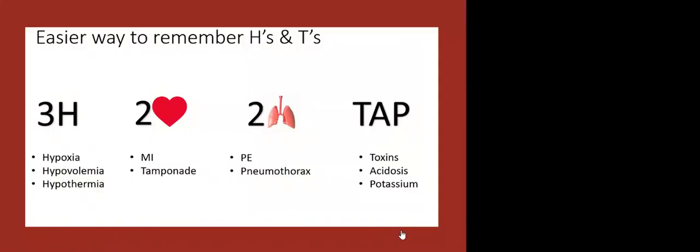Personally, I have a hard time remembering the H's and T's in the way that they're laid out in that framework. So this is something that was shared by a colleague of mine that helps me remember them better. All I remember is you have 3 H's, 2 hearts, 2 lungs, and then TAP. So your 3 H's are going to be hypoxia, hypovolemia, and hypothermia. Your 2 heart events are going to be either an MI or cardiac tamponade. Your 2 lung causes could be a PE or pneumothorax, and then TAP stands for toxins, acidosis, and potassium.